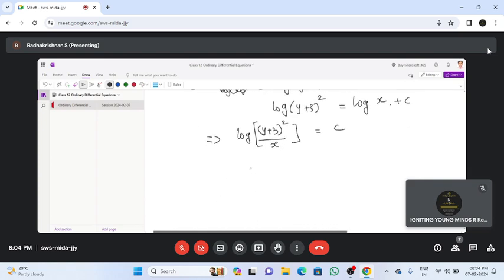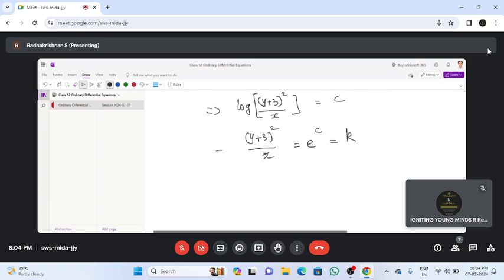Now we can put the exponential power. So that means (y plus 3) whole square divided by x equal to e to the power of c. Again, like in the previous problem, e to the power of c is also a constant. Now we can put it as k. So (y plus 3) whole square equal to kx is the equation.